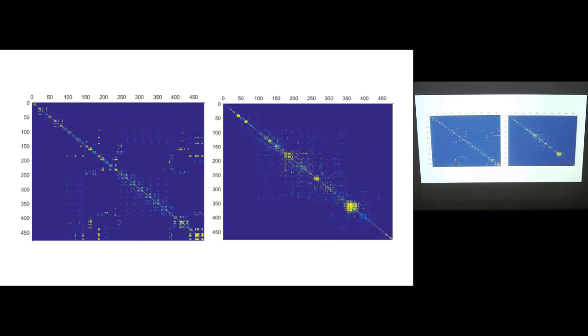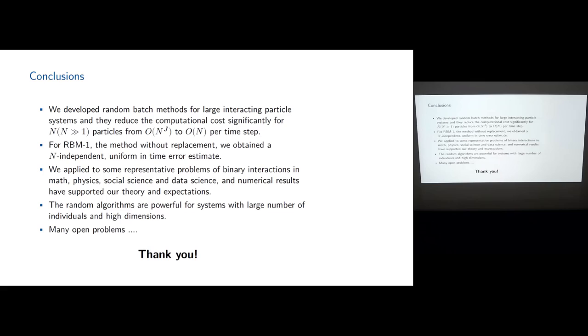Okay, so I think people are hungry, so I'll just conclude. Basically we have a very simple algorithm for a very general interacting particle system, which allows us to reduce the cost from n to the power j, for j bigger than 1, any integer, down toward n. Very simple way. And we can prove, under certain assumptions on the potentials, for the first version, this random shuffling, an error which is half order in time step but independent of the number of particles, and also uniform in time.